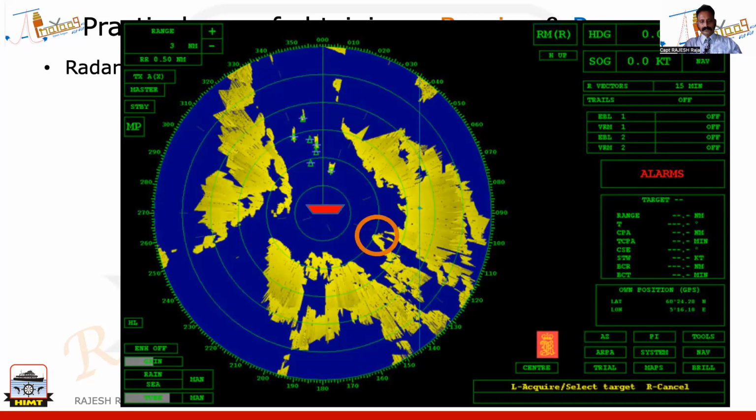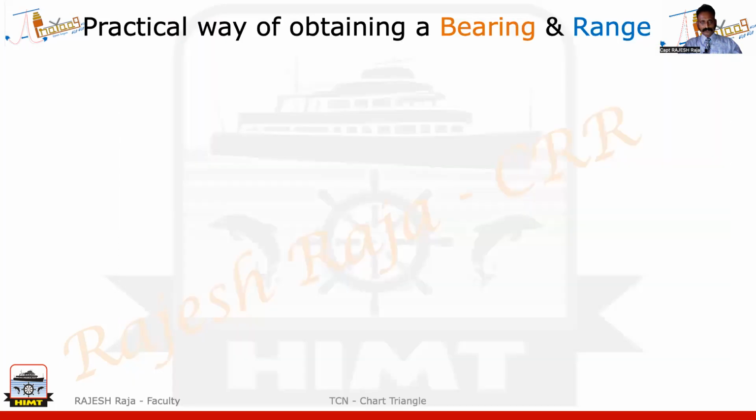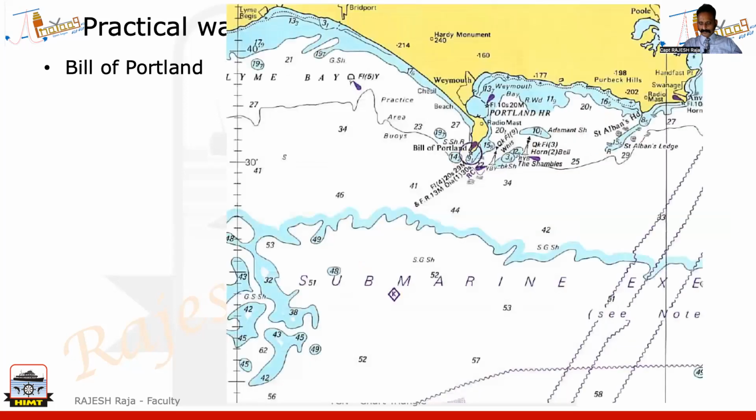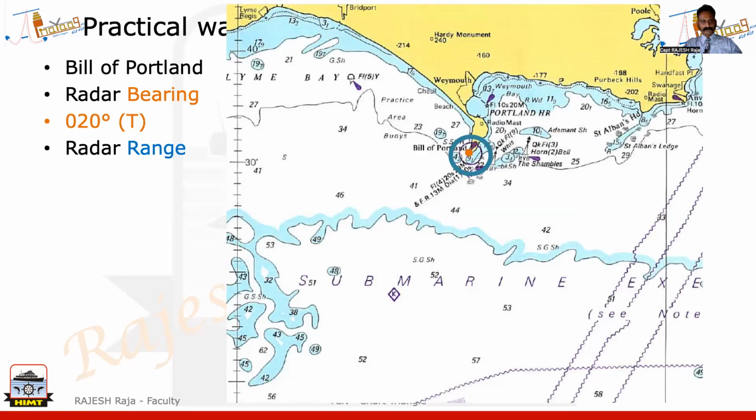Okay, I'm taking this. Let us say I want this tip of land. So I'm going to measure the bearing from me to him, and I'm going to measure the range also from me to him. Now, the same thing, when I go to the chart, I'm using a particular piece of a chart. I'm taking Bill of Portland. So it doesn't matter. I'm just going to give you some imaginary values so that I can work on it. So this is Bill of Portland. Let us say I got a bearing of 020 from my vessel, and I got a range of 5 nautical miles from my vessel. So I'm going to plot each one of them separately.